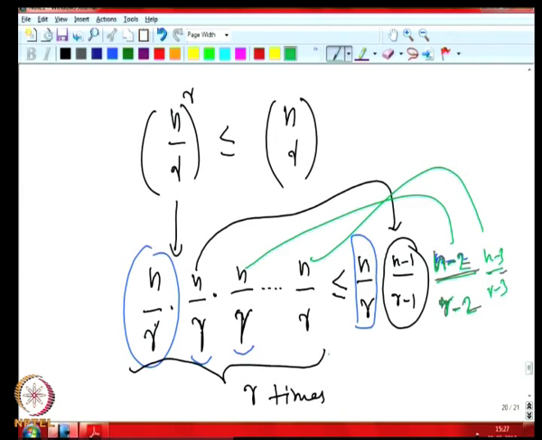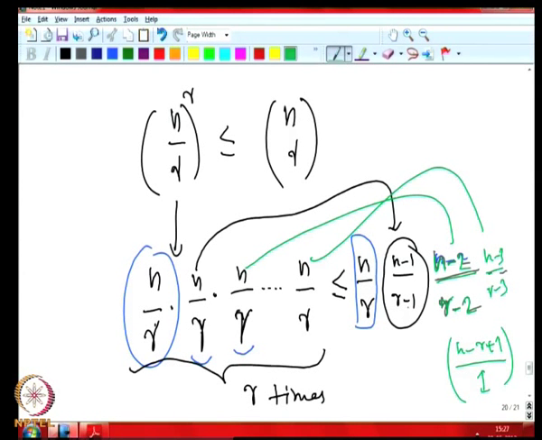How many terms are there? r terms are there, right. So the last term will be (n minus r plus 1) divided by (r minus r plus 1), and the first starts with, that will be just 1, r minus (r minus 1) is just 1.